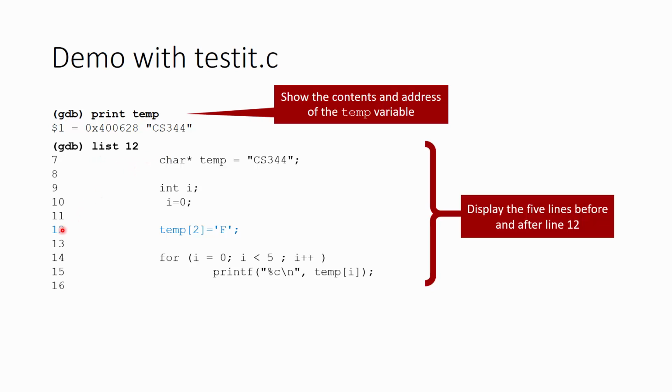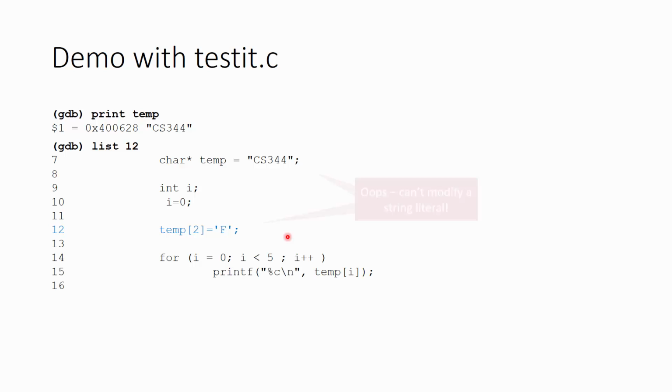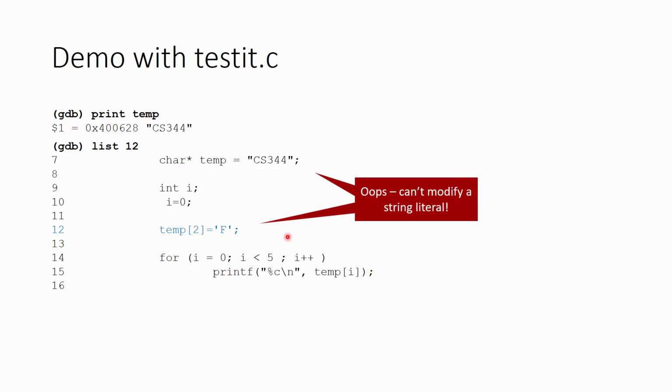Then I can use the command list 12. What that will do is list the 5 lines before and after line 12. In this case, it shows us the line that we're just about to execute, and that is simply an assignment of a character into the array. But up here on line 7, we can see that this variable was declared as a string literal, so the segfault makes perfect sense. You cannot do this. This is in read-only memory, and it cannot be accessed for assignment down here. So we're not allowed to modify that string literal.